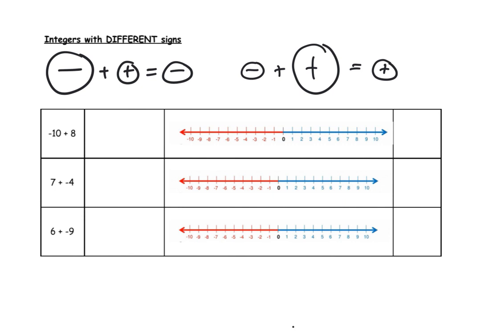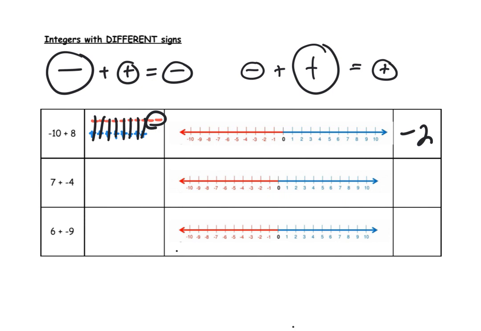Okay, now let's look at some examples to kind of help you prove that. So I'm going to do -10 plus 8. And so let's draw it out. I have 10 negatives. Okay, and I have 8 positives. Now, we know that a negative and a positive are going to cancel, and I'm left with 2 negatives left over. Okay, so that means my answer here is going to be -2.